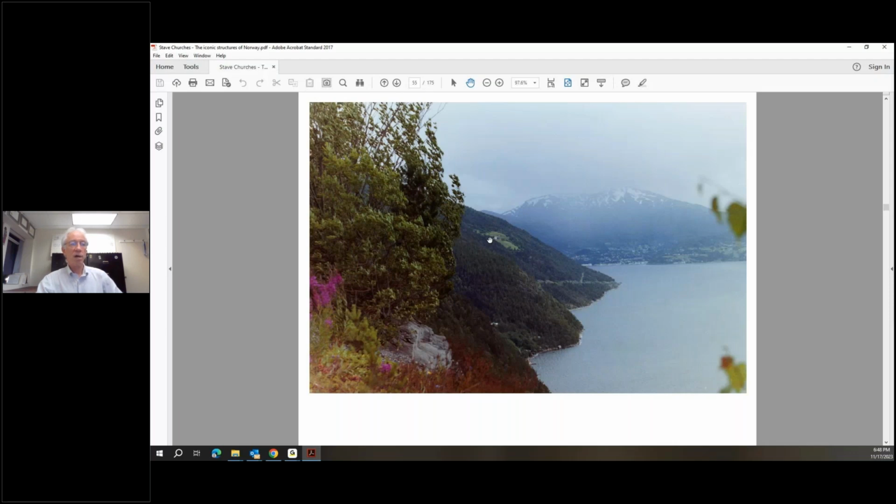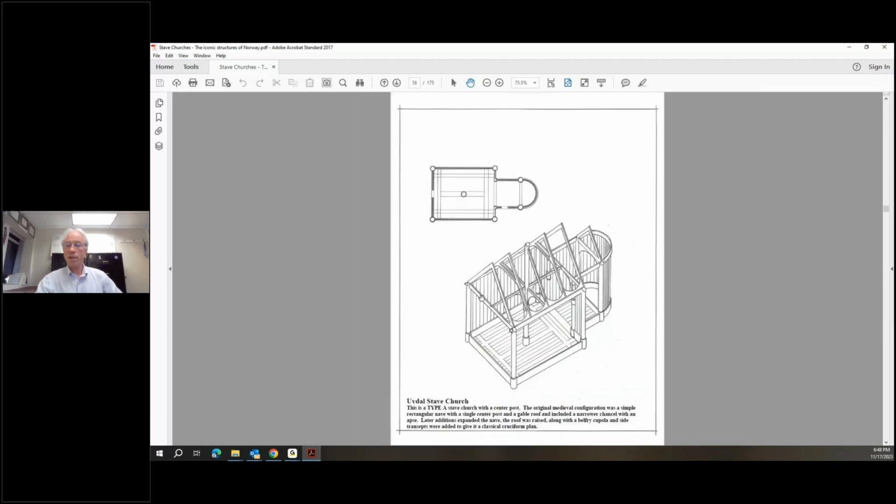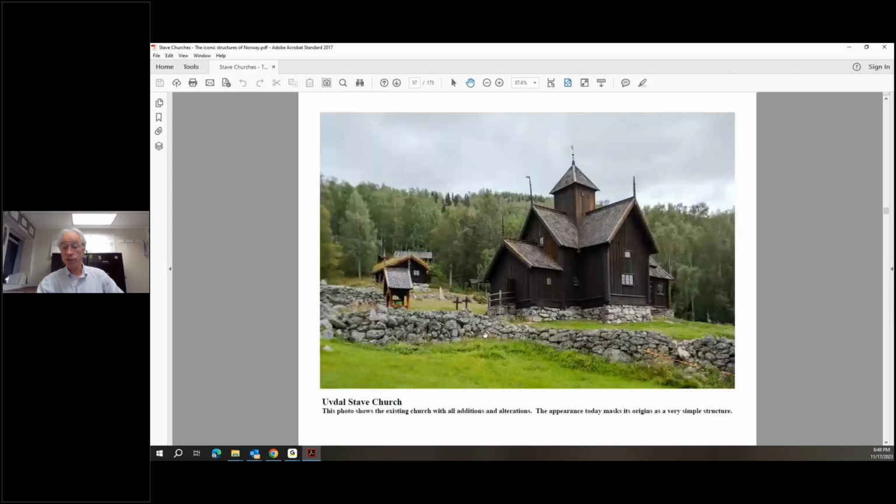So next we see Uvdal Stave Church. This is a type A structure, but it has the central mast. All right. So Uvdal, this is how it started in medieval times, but it changed over time. There were additions and alterations to it. This is what it looks like today. It lacks the appearance of that simple structure that it once was.